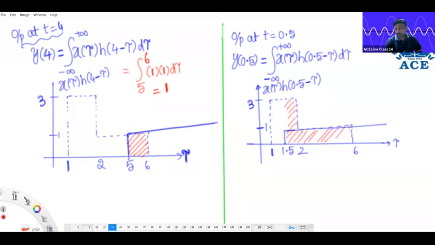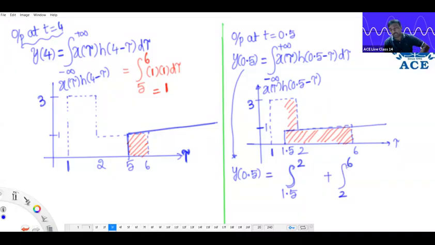But be careful when you are choosing the amplitudes, sir. Split the integral into two segments. 1.5 to 2 is one segment, 2 to 6 is another segment. Why am I splitting at 1.5 to 2 interval? What is the input amplitude, sir? 3. You should not take 1, as it is the respective amplitude of the signal.